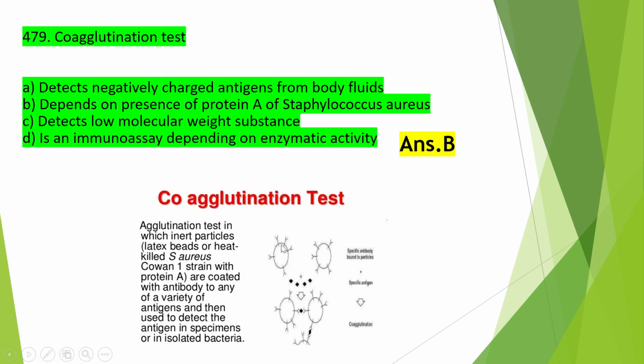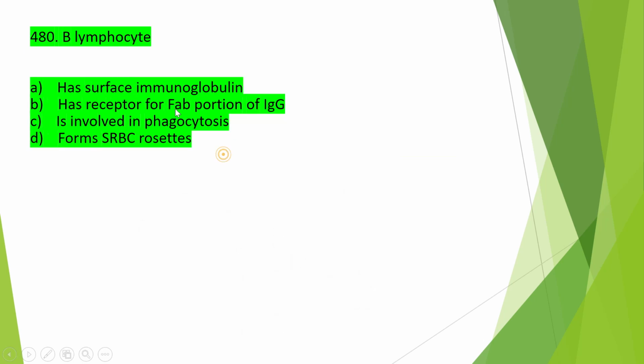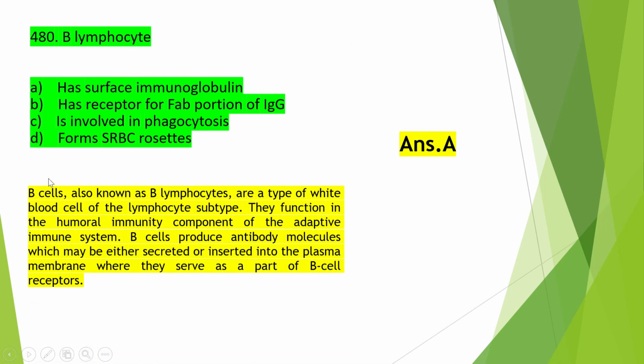So here the antibody is attached with the latex bead or S. aureus Cowan 1 strain with protein A, and then we add a specific antigen, they bind to it. That is known as coagglutination. Okay. So move on to the next question, that is: B lymphocyte has surface immunoglobulin, or has receptor for Fc portion of IgG, or is involved in phagocytosis, or forms SRBC rosette, and the right answer is option A, that is B lymphocyte has surface immunoglobulin.